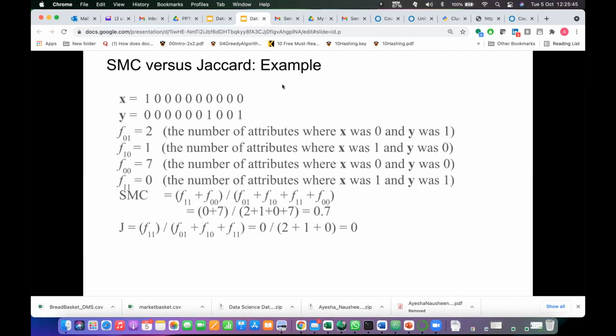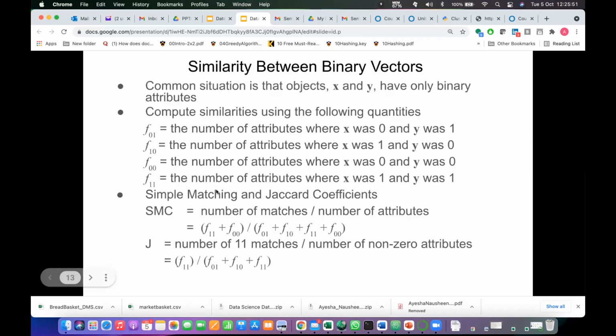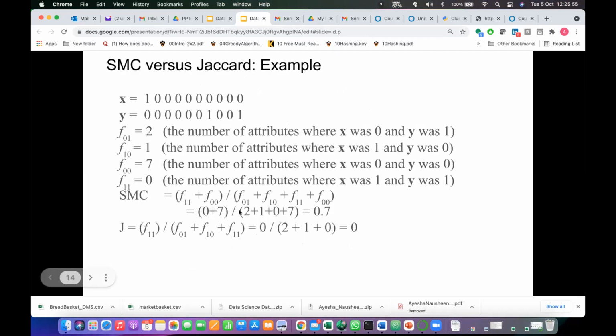So, an SMC versus Jaccard example. If you see here X and Y, what is the simple matching coefficient? We need to see in how many places these two vectors or objects have the same values. Count here: 1, 2, 3, 4, 5, 6, 7. So in 7 places they have the same values for both X and Y, and in the remaining places they don't. How many total? 3, 3, 6, 10. So 7 by 10, and you get 0.7.